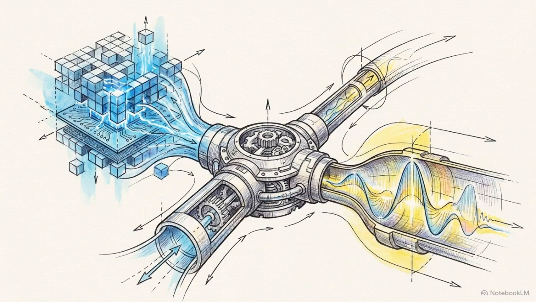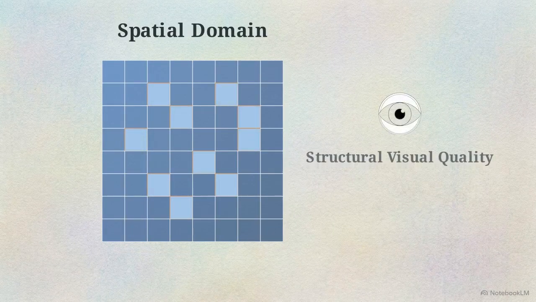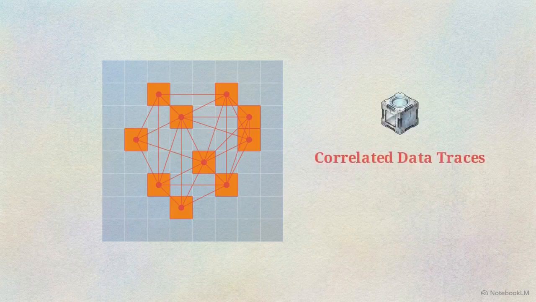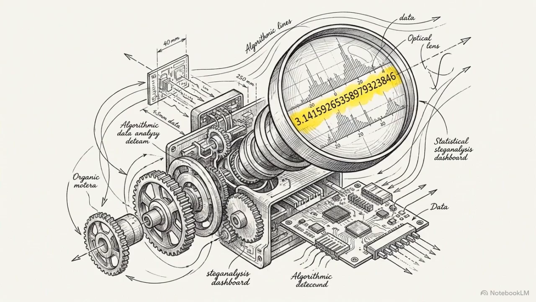The root of this paradox is a trade-off in how we process image data. If you embed a secret directly into the spatial domain, the literal pixels you see, it is easier to preserve the structural visual quality of the image. However, modifying those pixels inevitably creates correlated data traces. Because adjacent pixels in natural images follow predictable mathematical patterns, spatial modification is identified by statistical steganalysis.